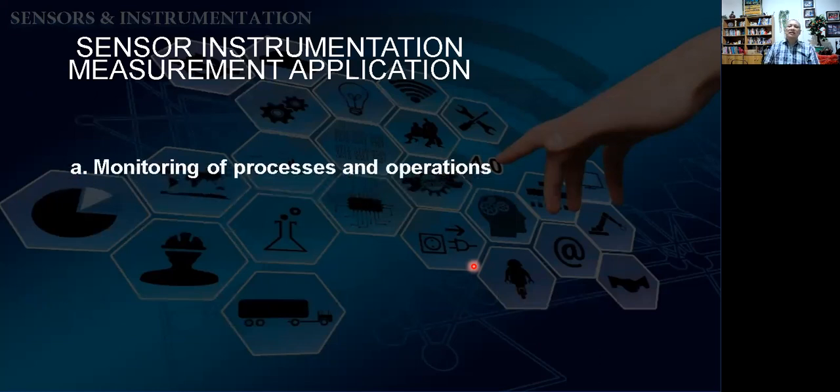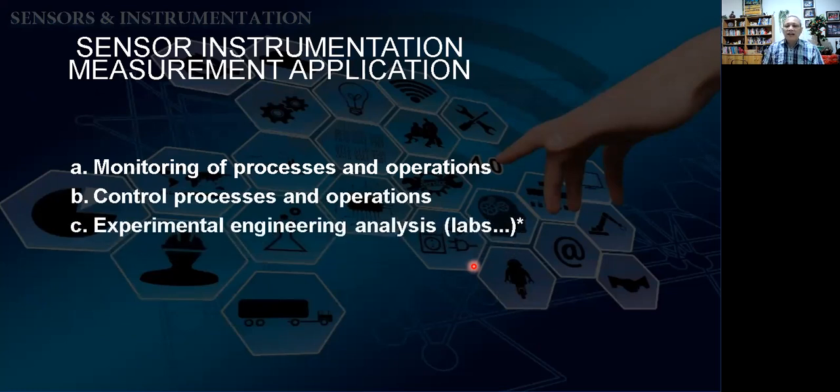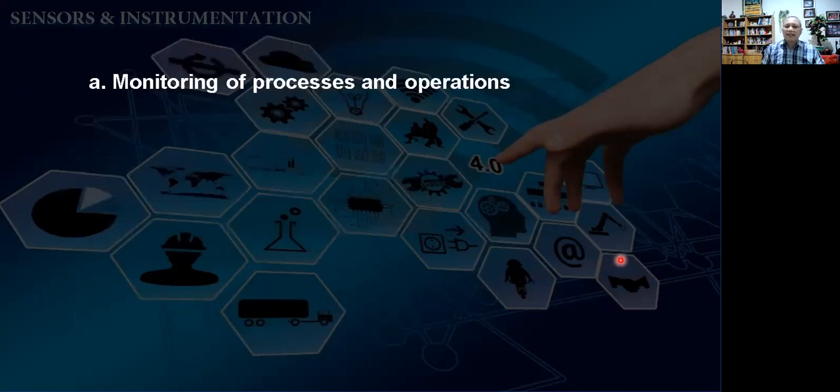And for application, there are three here. Application for measurement, instrumentation, monitoring of processes and operations. Secondly, control of processes and operations. So we monitor and then we control it. And then we do experimental engineering analysis in the lab. So what we can do about it, what we can improve, things like that, yeah?